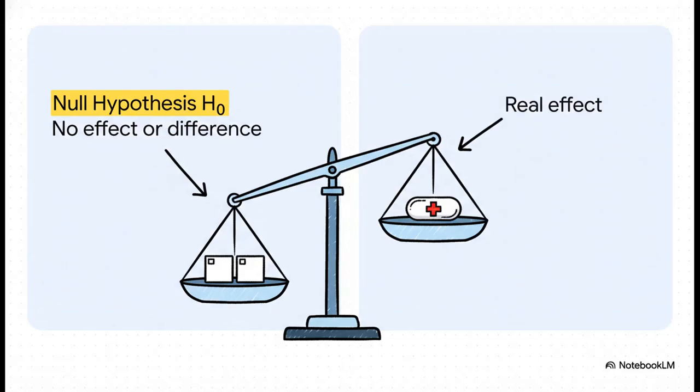So, the whole process kicks off with 2 competing claims. On one side, you've got the null hypothesis. That's the default skeptical position that our new drug does absolutely nothing. And on the other side, you've got the alternative hypothesis. That's the claim we're actually hoping is true, that there is a real effect.